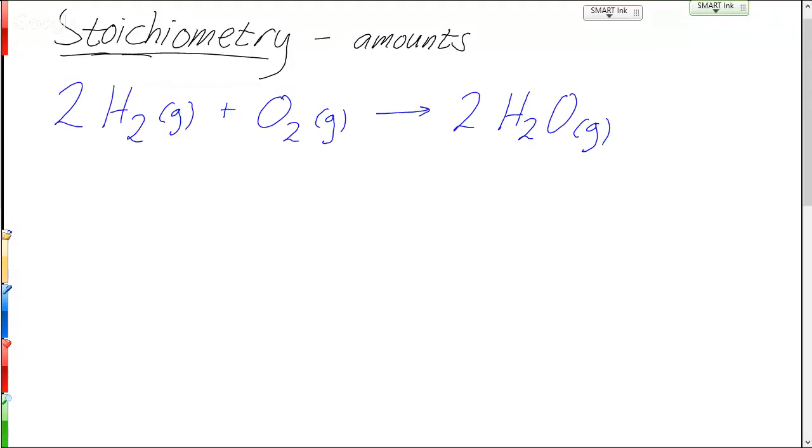So let's say, and usually this is done in the forward direction, I want to do it in the backwards direction because that's the more common and more useful way to do it. So let's say we're doing this reaction because we want to make 10.0 grams of water. So we're doing a chemical reaction because we want to synthesize something. In this case, we're synthesizing water. We want to make 10 grams of water. So we want to know how much of each of these we need.